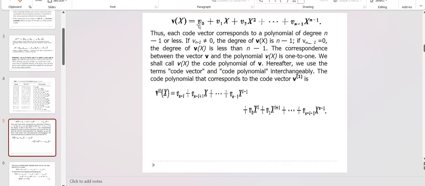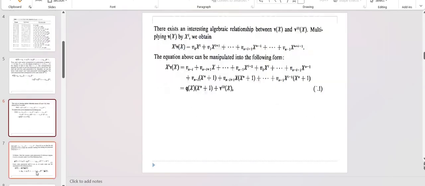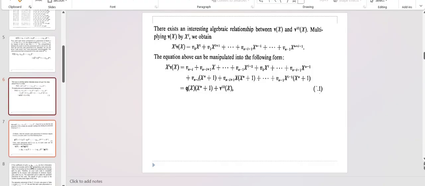So finally your code word will be v0, v1 x, v2 x square up to v of n minus 1 into x raised to n minus 1. So this is your final polynomial code. Let us consider one example also.